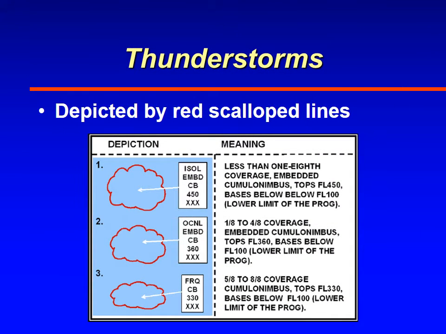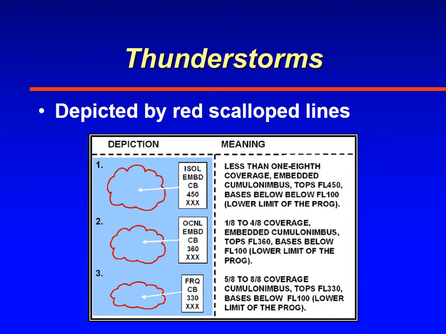This is how they depict it. They use a red scallop line to outline the area of thunderstorms. And then they'll use a box to tell you information about those thunderstorms. The first one shows you that it's isolated, embedded cumulonimbus. When you see the altitudes, the bottom is the lower, the bases, and the tops are indicated.